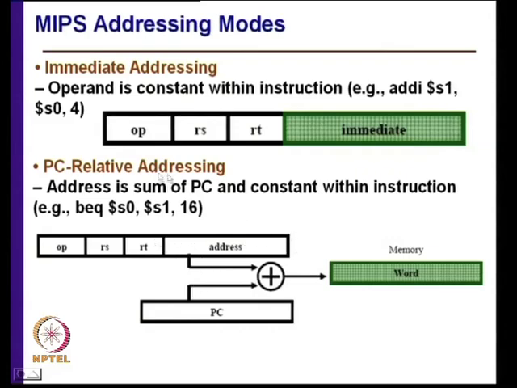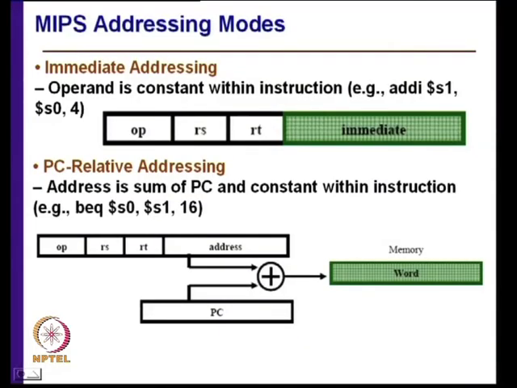So, this is how PC relative addressing is used to generate the effective address with respect to the program counter. So, this is useful whenever you are writing loops, a program will be looping from one location to another. So, with respect to the present value of program counter, you can specify the displacement, and accordingly it will be doing the looping.